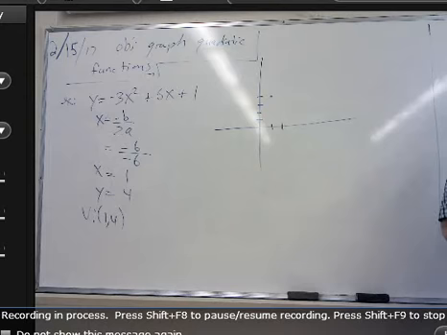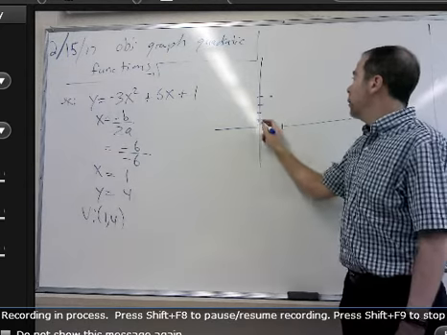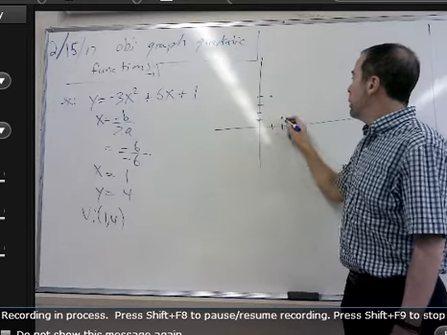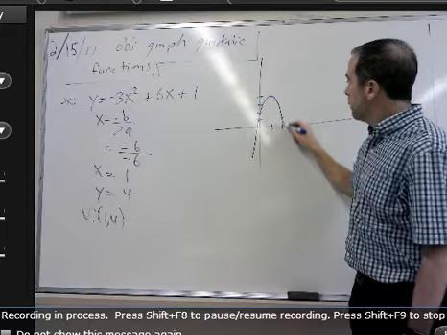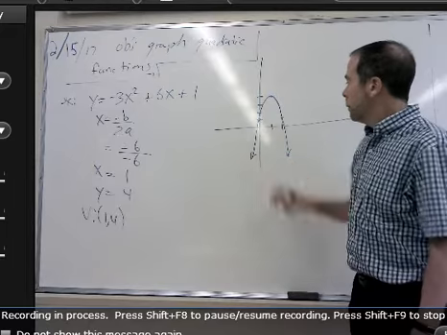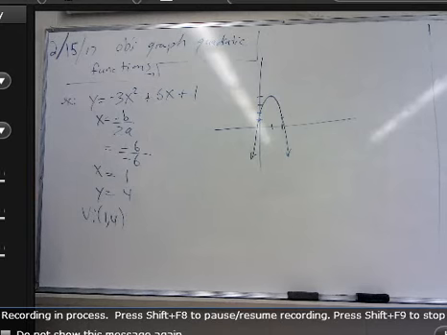We need our slope. What is the slope? It is negative 3. So we're going to go over 1, down 3. Over 1, down 3. Over 1, down 3. Everyone's good so far? Good.